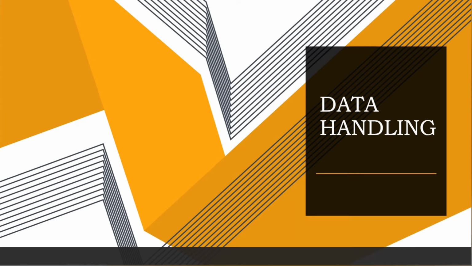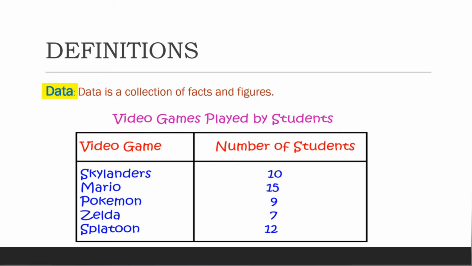Going to learn about data handling. What is data? Data is a collection of facts and figures. As you can see, once the data is arranged in a proper manner, then it is going to make sense. So to make sense of data, we must arrange it in some order.